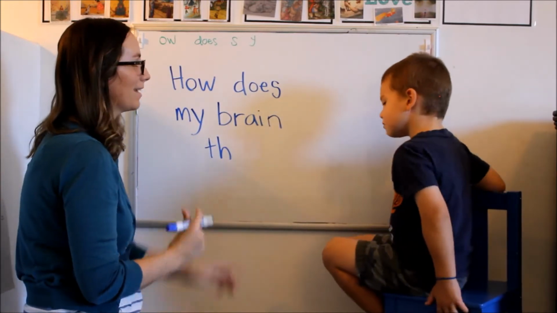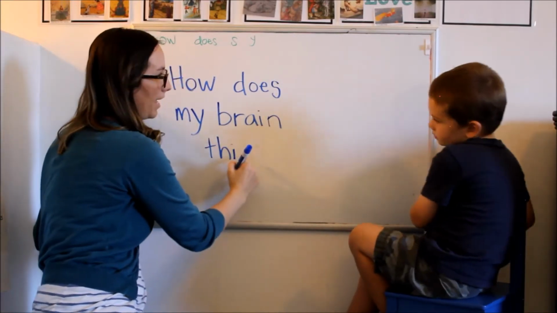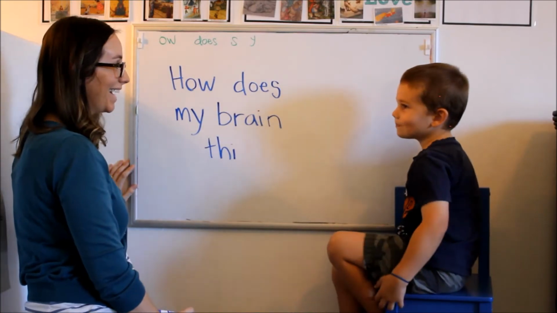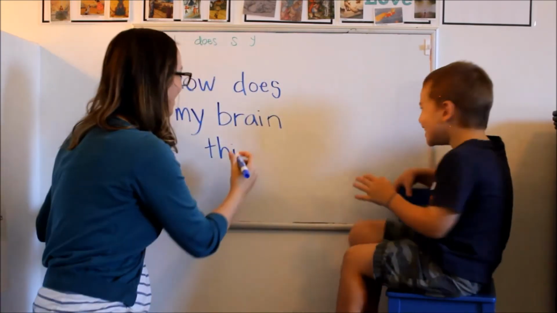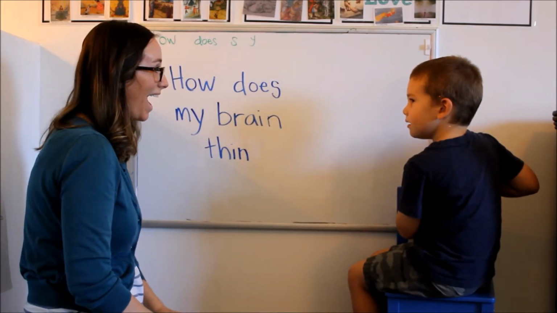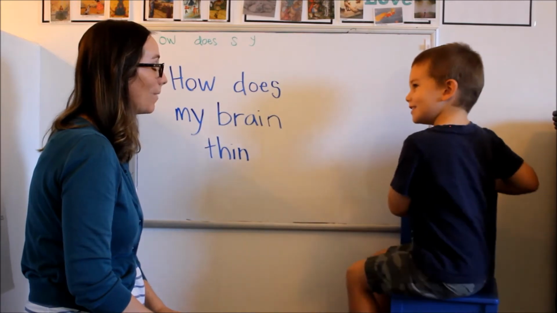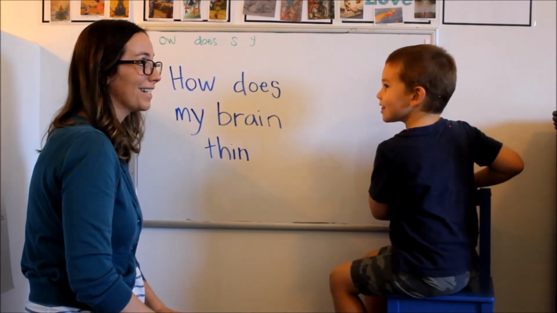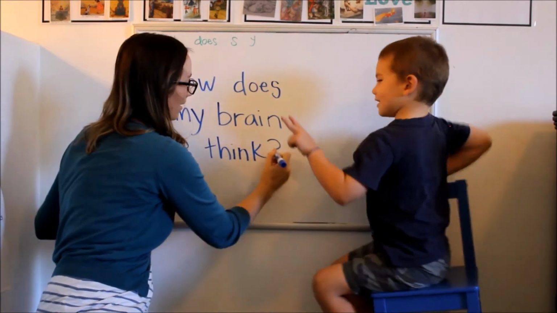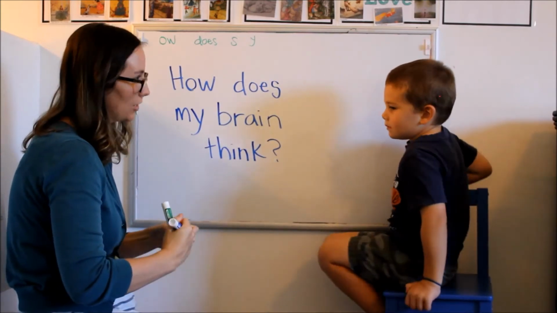Okay, what's I? What's the next sound? I don't know what it says. You don't know what it says? Yes, you do. And what's the last sound? We're almost done. Okay. What other letter says K? K. There you go. How does my brain think? How can there be two letters that say K? They just do. There's two of them, huh?